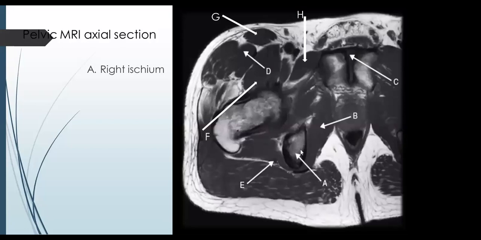The ischium, right? Okay. The B, right obturator internus muscle. Obturator internus, okay.